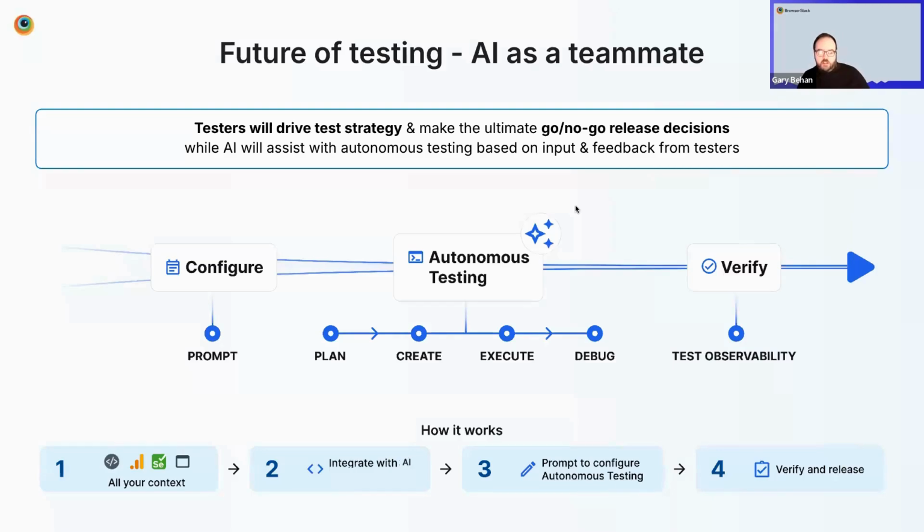And then in the autonomous testing phase, we have our plan, create, execute, debug, which is the standard for testing anyway. You start with your test plan, create your tests, execute your tests, debug your tests. We want AI to be able to do most, if not all, of that.